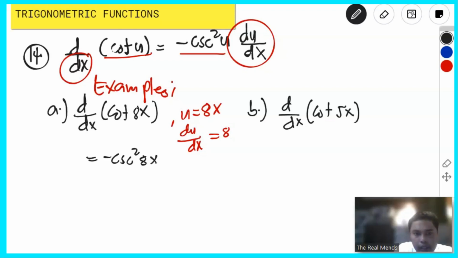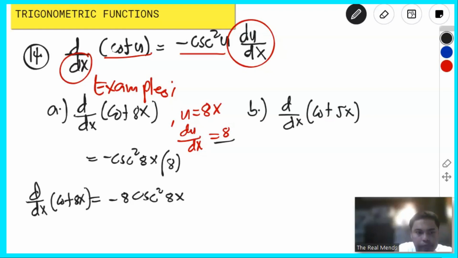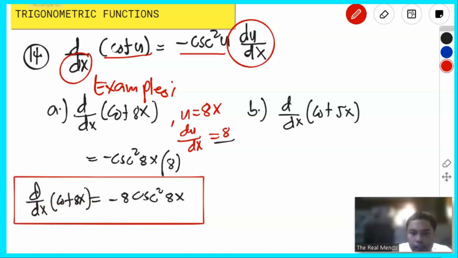Okay, our u is 8x. And then d over dx, that is just 8. So our answer will be negative 8 cosecant squared of 8x. Okay, so that's the answer for the derivative of cotangent of 8x. Okay, so next is get the derivative of cotangent of this one, cotangent of 5x.